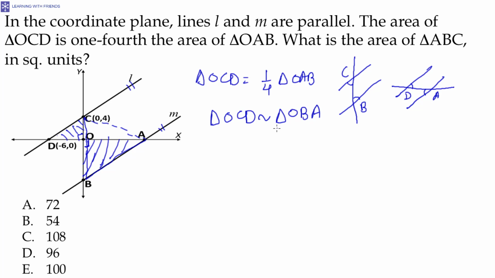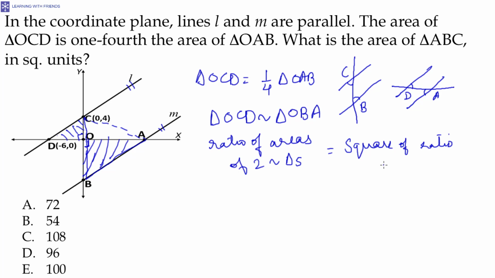So if two triangles are similar, then what do we know about the ratio of the areas? The ratio of areas of two similar triangles is the square of the ratio of their sides, right? So this is a property of similar triangles, that the ratio of the areas of two similar triangles is the square of the ratio of their sides.